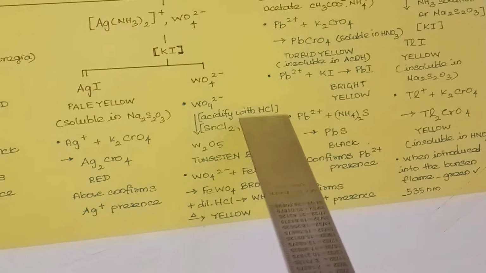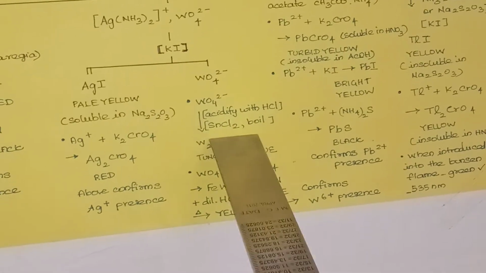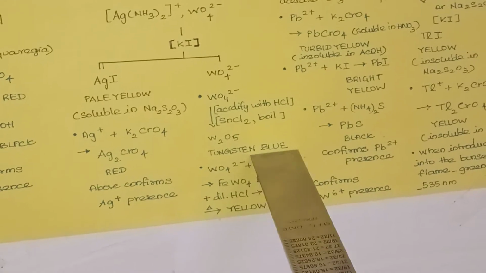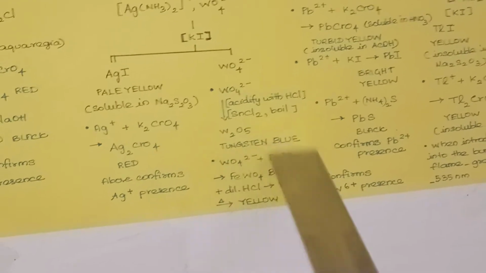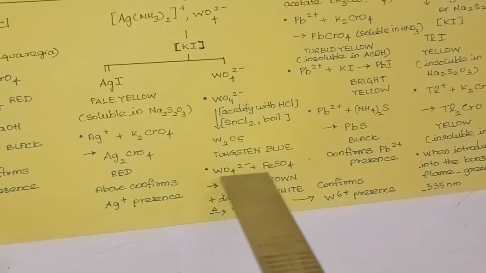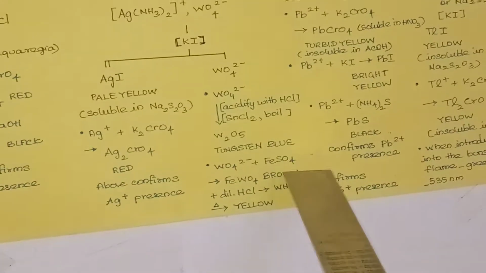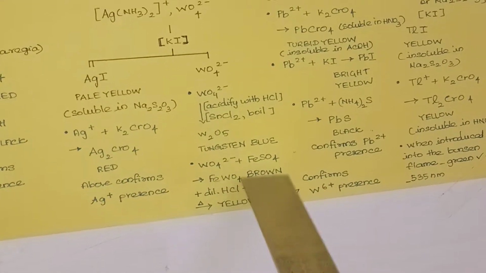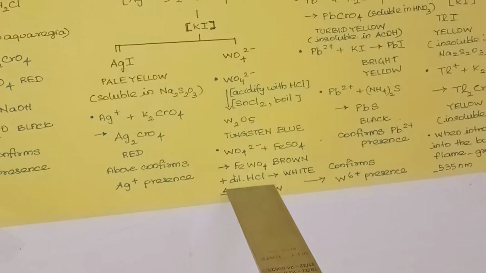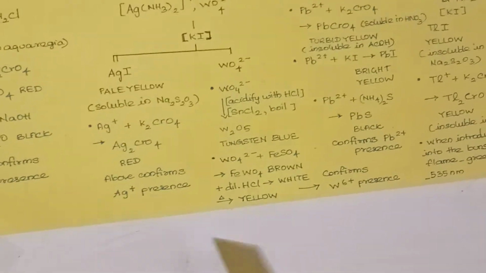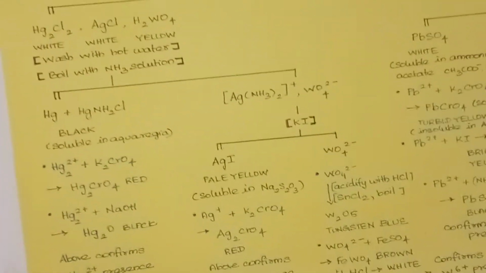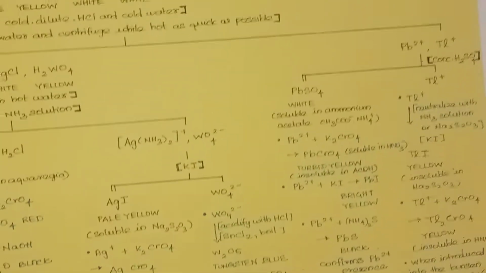Confirmatory test: collect the residue, acidify with hydrochloric acid, add stannous chloride and boil it. You will get a blue colored precipitate, that is the oxide of tungsten. Otherwise you can perform another confirmatory test on the residue. Just add ferrous sulfate. Upon adding ferrous sulfate, you will get ferrous tungstate, which is brown in color, to which you add hydrochloric acid. Brown will change into white. On heating, white will be converted into yellow. If yellow residue is present, for sure it is tungsten and +6 is present in your sample.